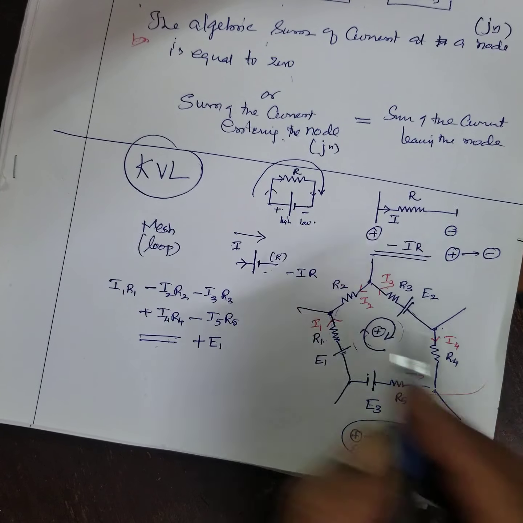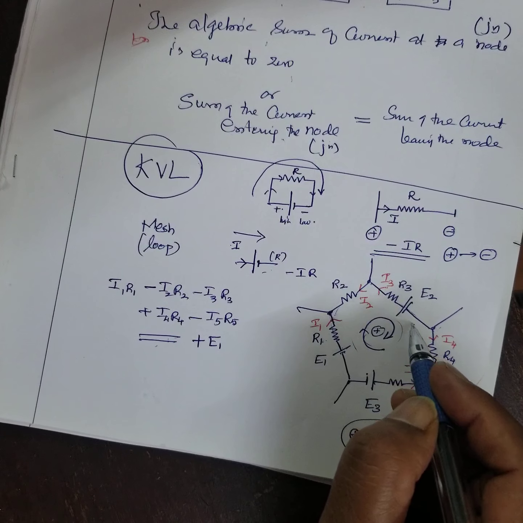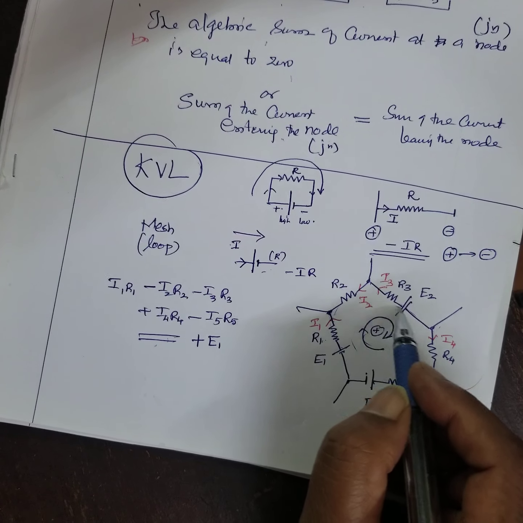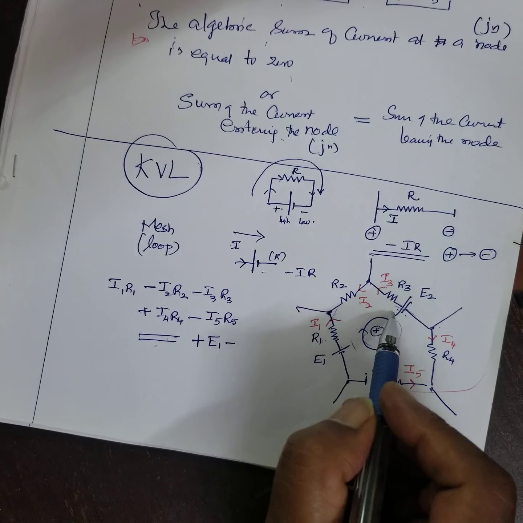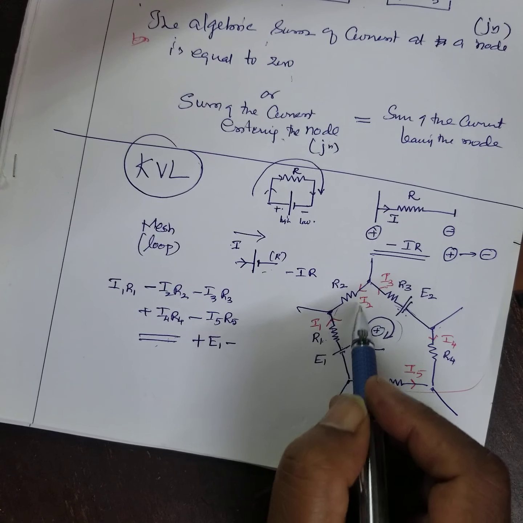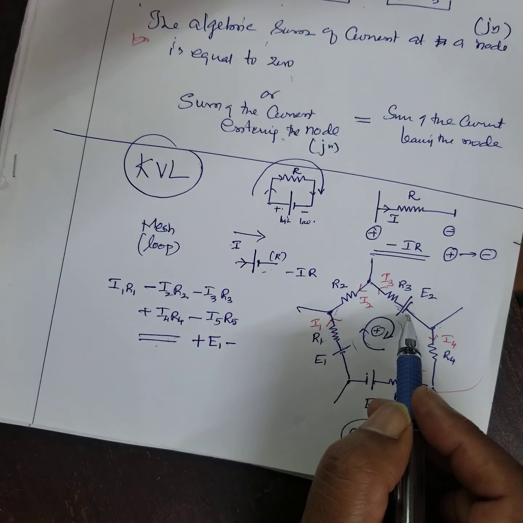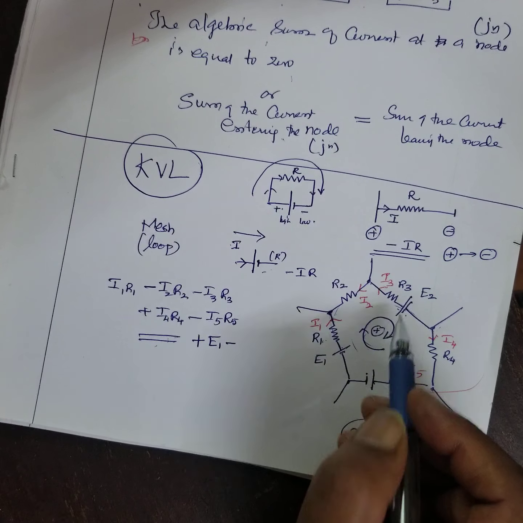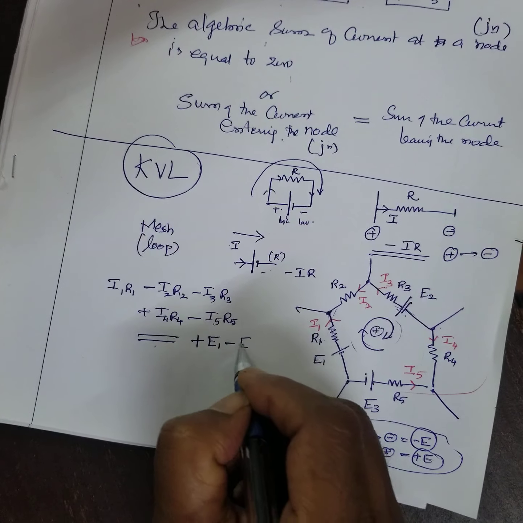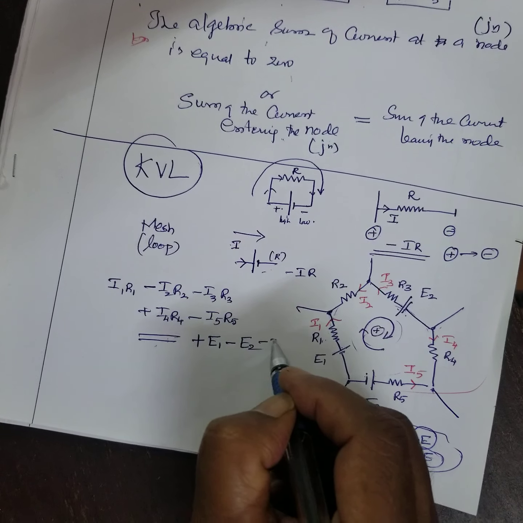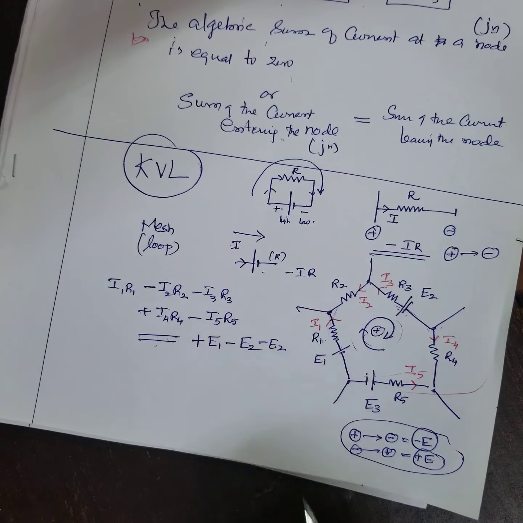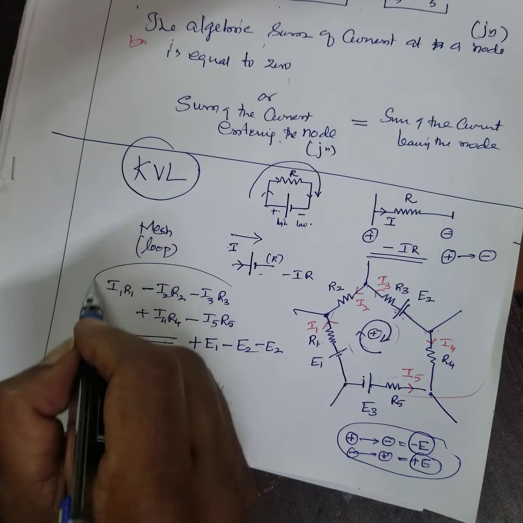That is E1. Again, you are going from this side, positive to negative, negative. Here negative to positive, positive. Positive to negative, negative. That is E2. And coming like this again, positive to negative, negative. Understood? Now what is this quantity?